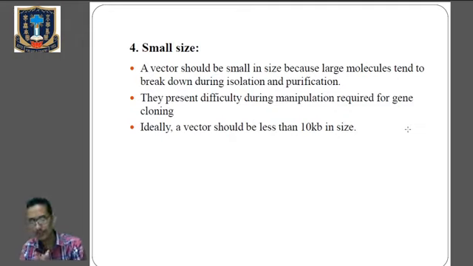Clear? So here we have finished the characteristics of the cloning vector. The most important features of a vector are: it must have an ORI site, the origin of replication; then selectable markers, where we talk about the differentiation of recombinant and non-recombinant DNA by the technique of antibiotic resistance genes and by the technique called blue-white selection. Then the third feature is cloning sites, and the fourth feature is small size.